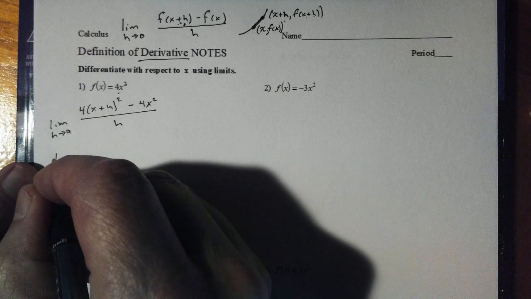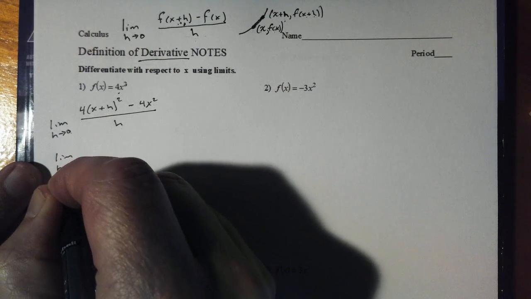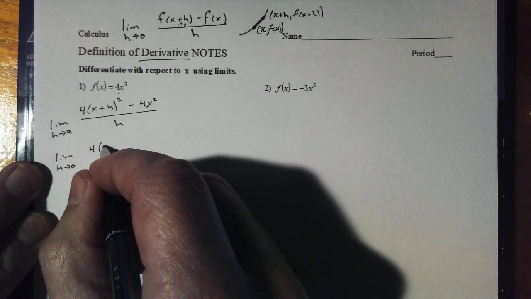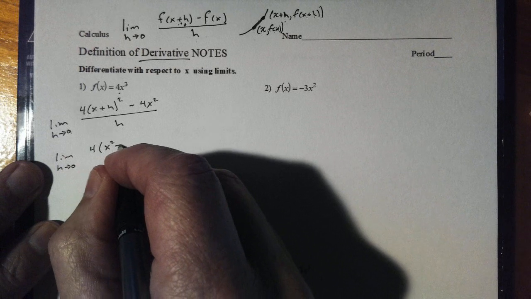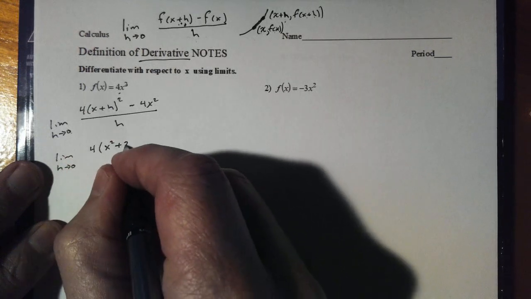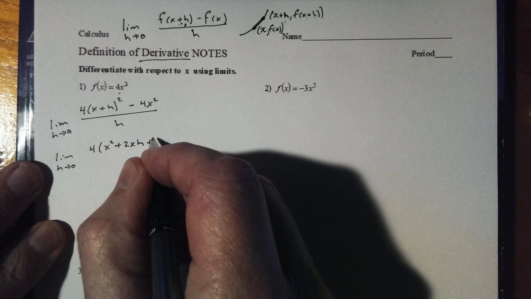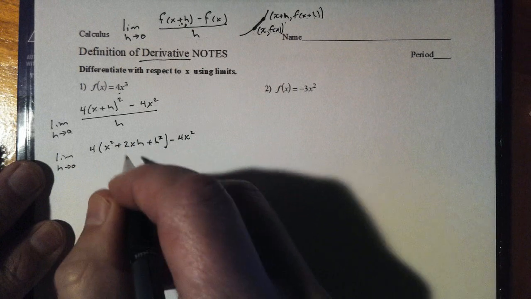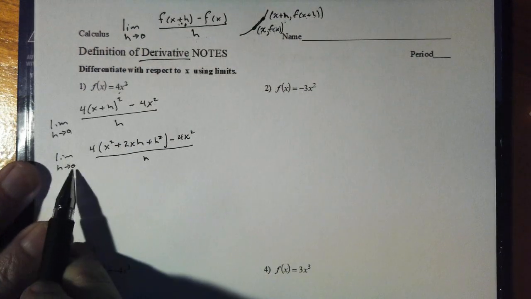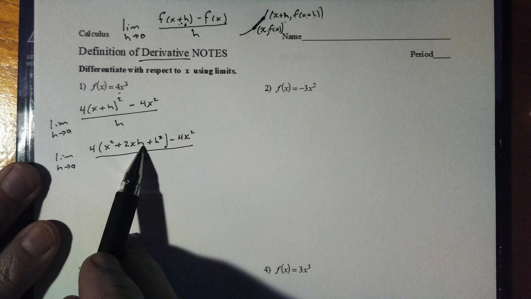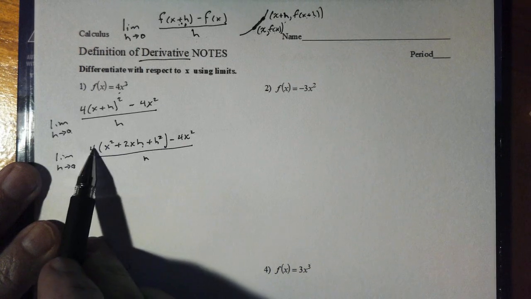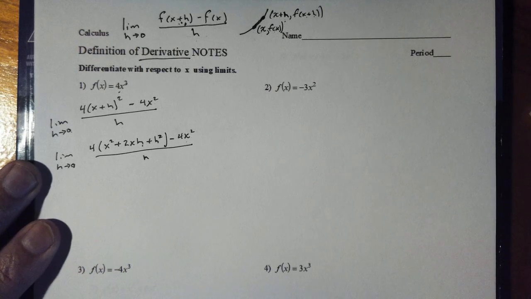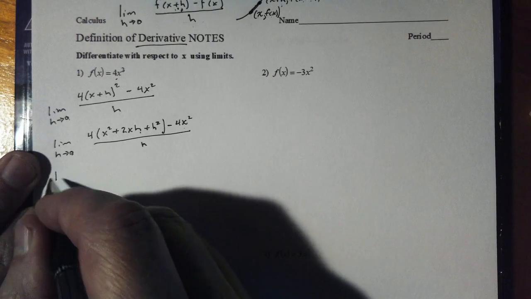So let's simplify. Limit as h approaches 0. 4 times FOILed, this is x squared plus xh plus xh plus h squared, minus 4x squared on h. And if I put 0 in here for h, this is 0, this is 0. The top becomes 4x squared minus 4x squared, 0 on 0. We can't do that. Hopefully something good happens. So let's continue to simplify.